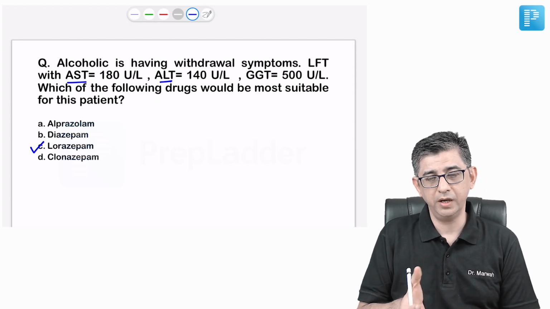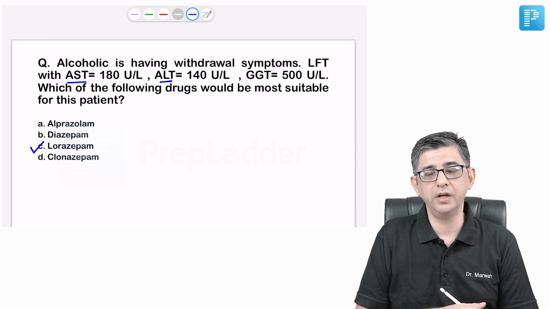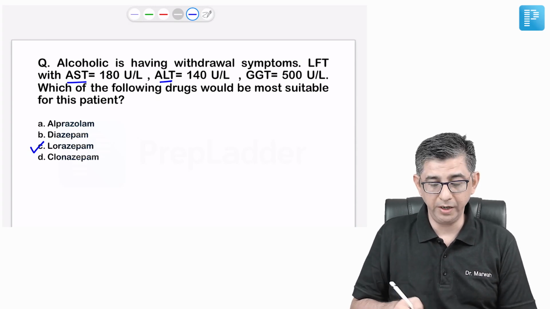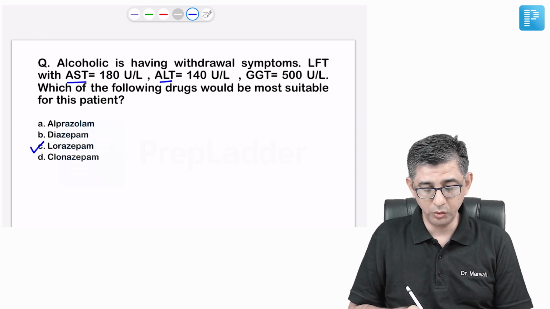The main reason why the answer is C is the deranged liver function. So you need to give a drug that can be metabolized faster. I don't want the patient to be sedated for a long duration. I don't want over sedation. I don't want compromise of the airway defenses to the level that he might end up with aspiration. The basic essence of medical sciences: first do no harm.